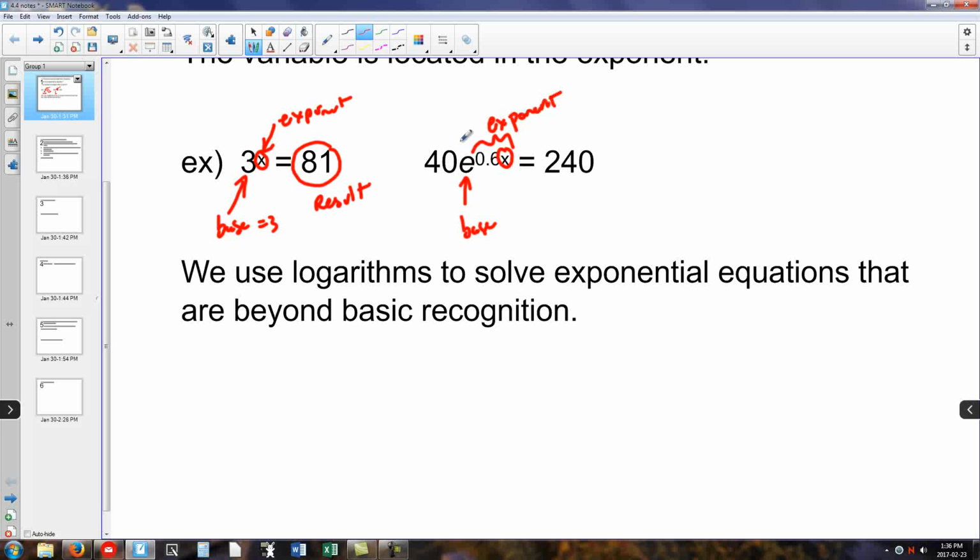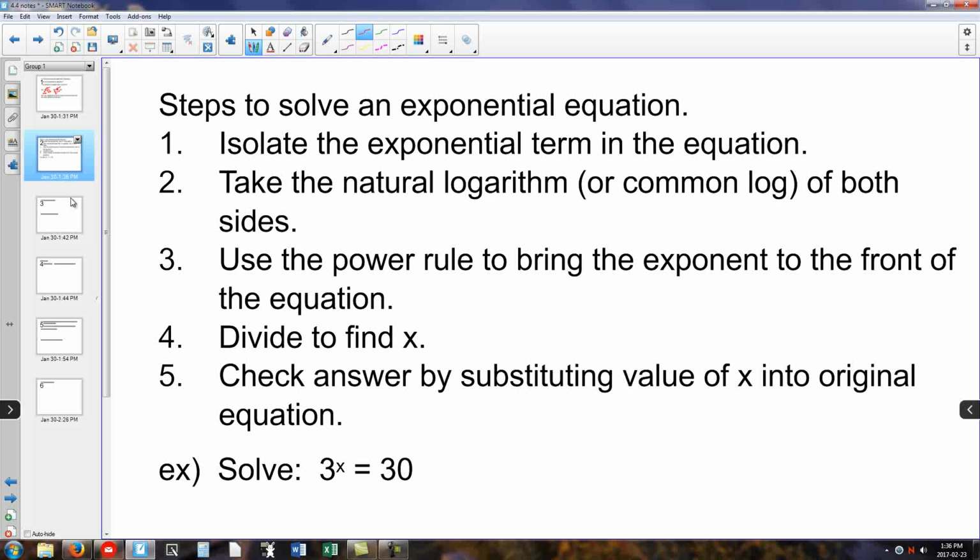The problem is this 40 doesn't belong with the base, and so it would actually have to be removed over to be with the 240 before I could go to the logarithmic method. So we need to make sure that when we're moving from one method to the other that we see these individual pieces as they are and that they've been solved down to that point. So when we're solving an exponential equation, we need to isolate the exponential term. That means the base with its exponent.